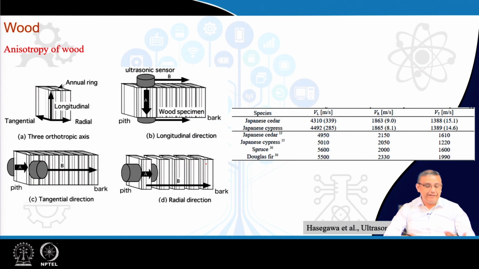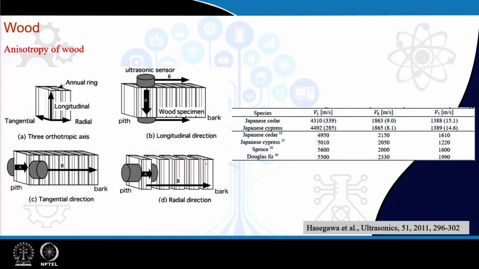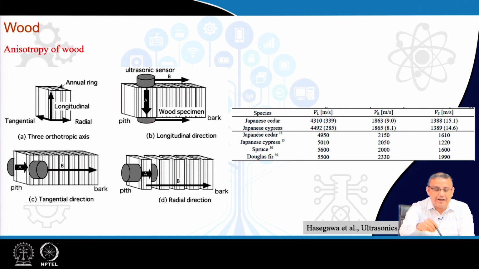Again, typical examples of such a material and the properties along different directions are shown over here. This is a work by Hasegawa et al. They took a piece of wood and, after proper treatment, tried to measure the sound velocity along the 3 mutually perpendicular directions. That can be done very easily using an ultrasonic sensor. That means you can put 2 sensors on opposite sides and measure the sound velocity along different directions. In this case, the velocities are measured along the longitudinal direction, along the tangential direction, and also in the radial direction, and the values are shown over here.